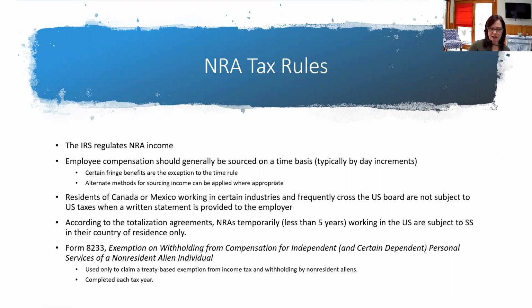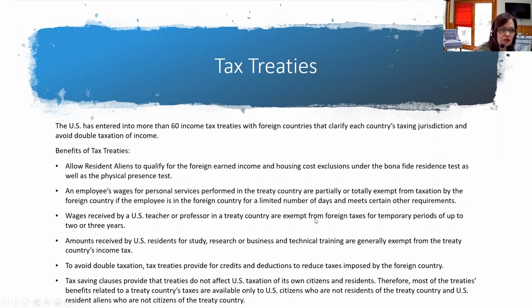If you have any questions on this, it seemed to come up in a lot of my study materials and my practice tests. Form 8233 is based on treaty-based exemptions for income tax. Tax treaties. The U.S. has entered into more than 60 income tax treaties with foreign countries that clarify each country's taxing jurisdiction to avoid double taxation of income. That is another key phrase that I saw a lot. The purpose of tax treaties is to avoid double taxation of income.